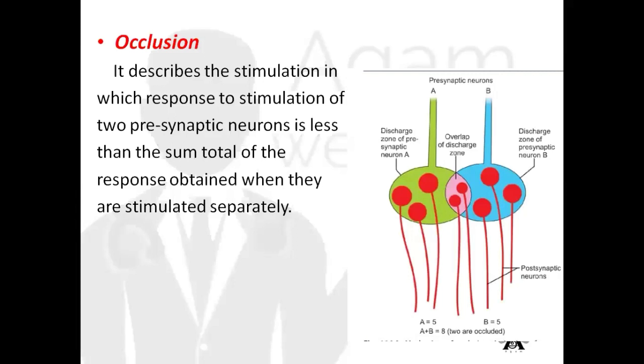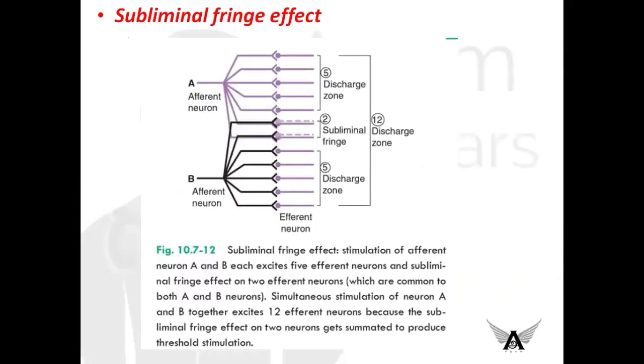Next phenomenon is called subliminal fringe. Look at neuron A, an afferent neuron. It has many branches, and it is going to act as a presynaptic neuron for many neurons. And B is similarly an afferent neuron, and it is a presynaptic neuron for many neurons.